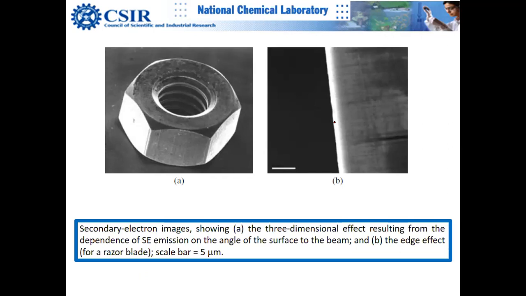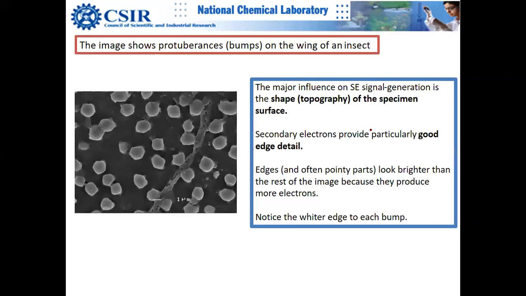You can see that the sharp edges show more secondary electrons reaching the detector. That's why it looks brighter. The darker areas mean fewer secondary electrons are reaching the detector, not that fewer electrons are generated. There may be plenty of secondary electrons being thrown out, but they are not reaching the detector because of topographical issues. So basically, it gives you an idea about topography.